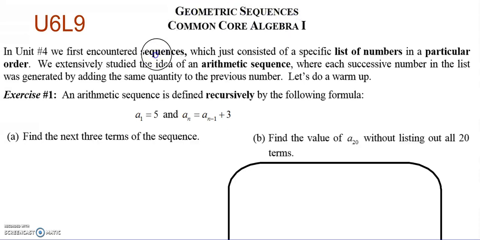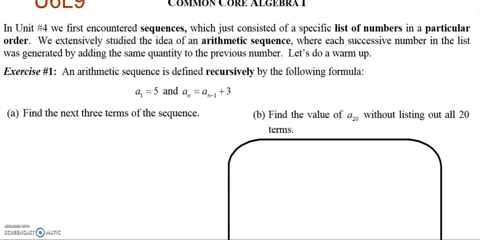We first encountered sequences in Unit 4, and we just said they were a list of numbers in some particular order. And we studied the arithmetic sequences, where each number in the list was generated by simply adding the same quantity to the previous term. And remember, we did recursive formulas and explicit formulas. So we're going to do a little warm-up here, remembering what sequences were.